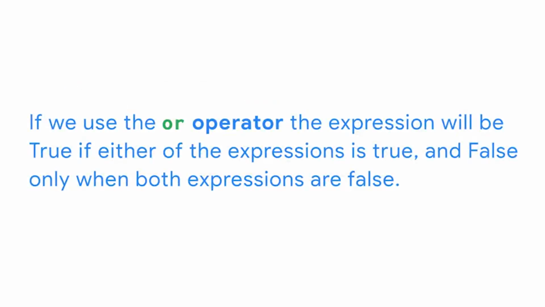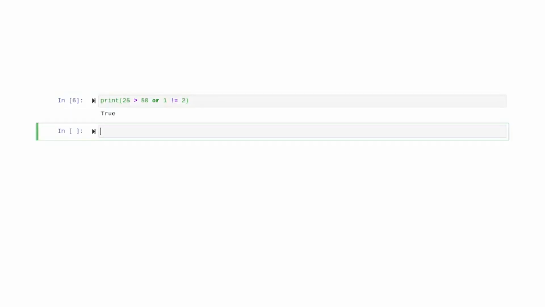Or statements are the opposite. If we use the or operator, the expression will be true if either of the expressions are true, and false only when both expressions are false. Try it out. Print this code. Open parentheses, 25. The greater than comparator, 50. The or operator, 1. The not equal comparator, 2. Close parentheses. 25 is definitely not greater than 50, but 1 is not equal to 2. So in the end, the whole expression is true.